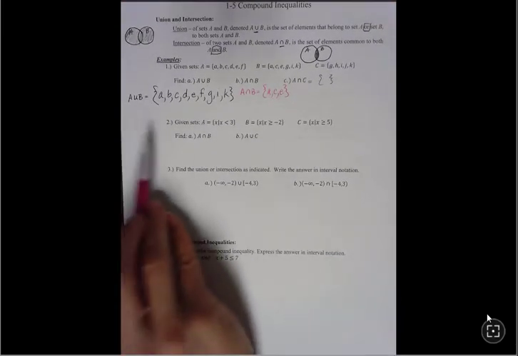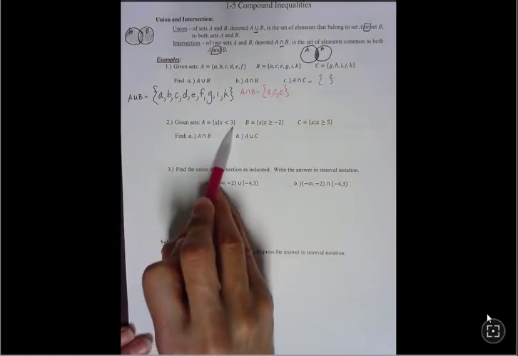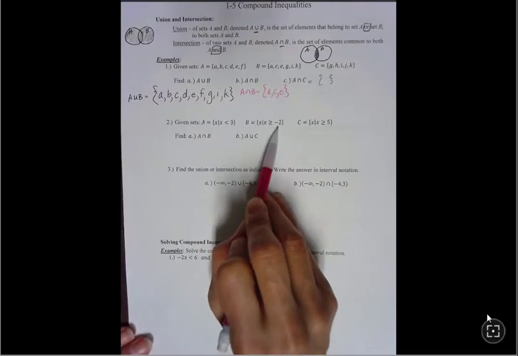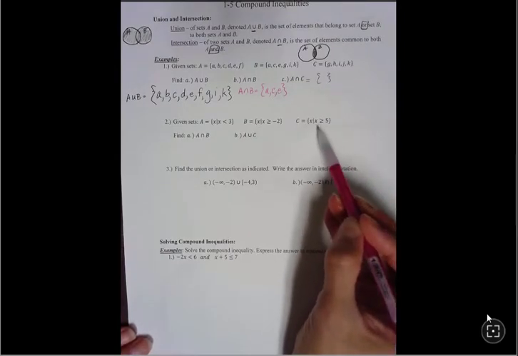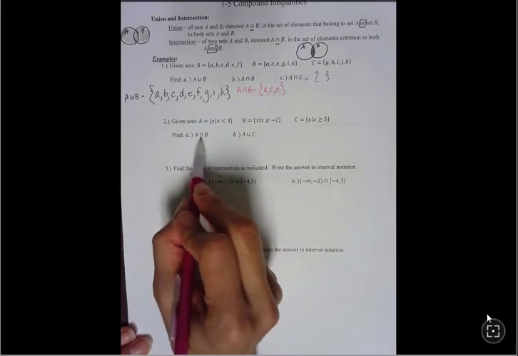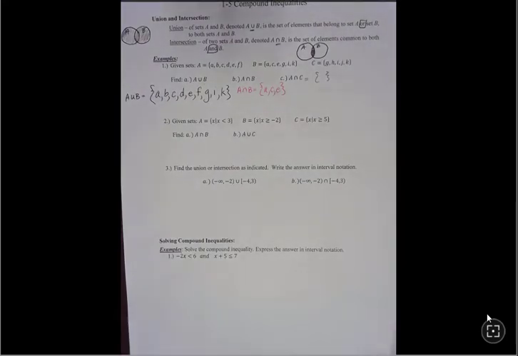Okay, for example 2, our sets are A: x such that x is less than 3, so we're talking about numbers less than 3. And B is x such that x is greater than or equal to -2, so numbers greater than or equal to -2. And lastly, set C, which has values of x such that x is greater than or equal to 5. Okay, we're going to do the same sort of thing. We want A and, or intersection, B. So we want the overlap, okay?